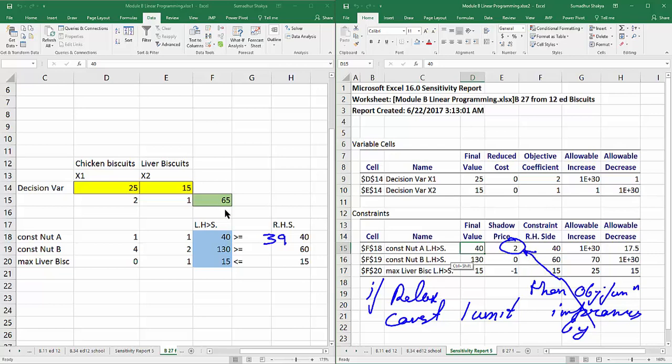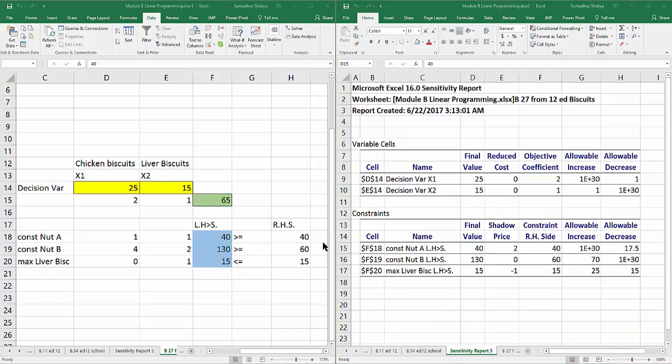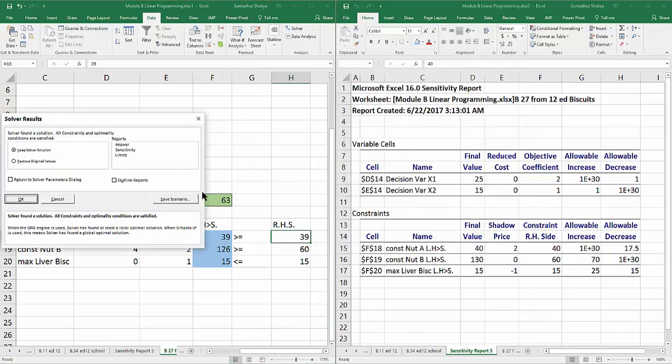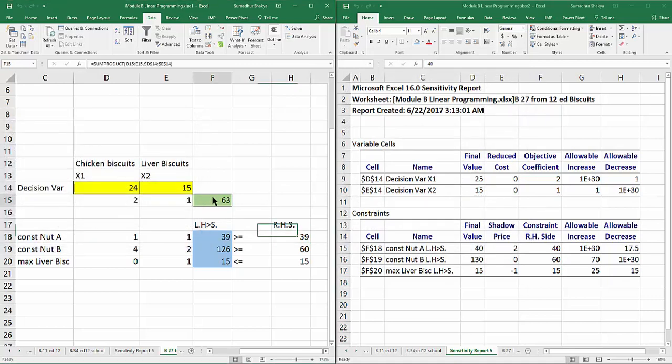Our objective function is minimization of the cost. Therefore improving that would mean that we further reduce it down by 2. So let's see if that is the case. If you pay attention here, from 40 I'm going to make it 39. So I relax the constraint by 1 unit. And if I solve, then our cost goes down to 63.